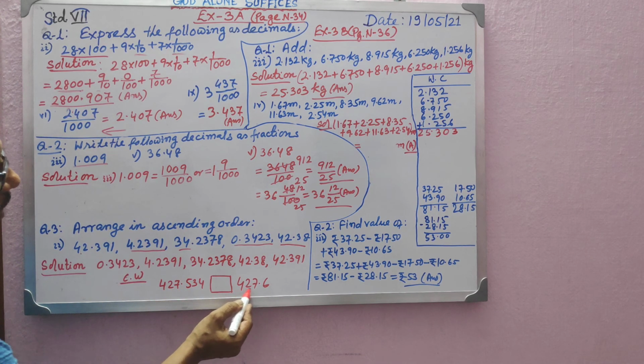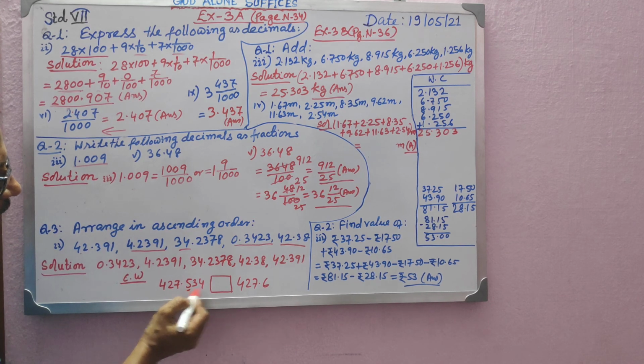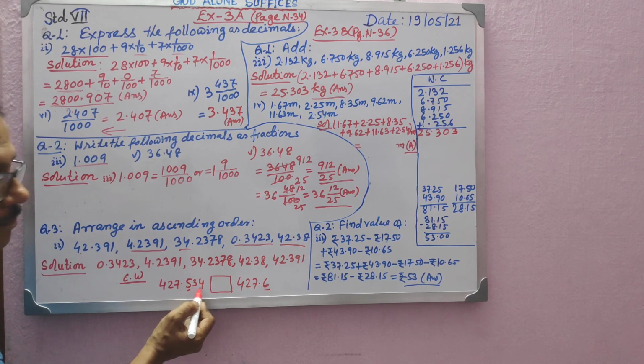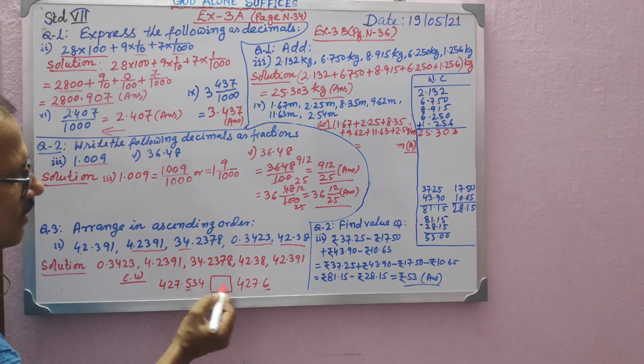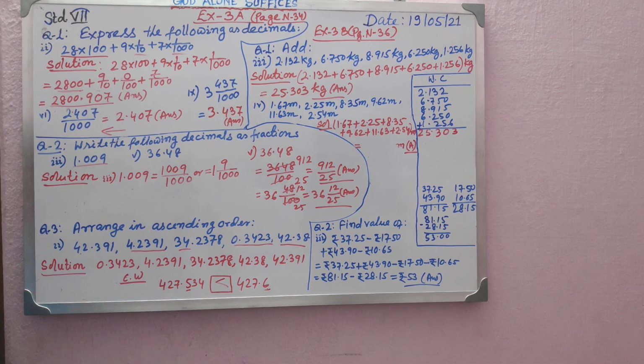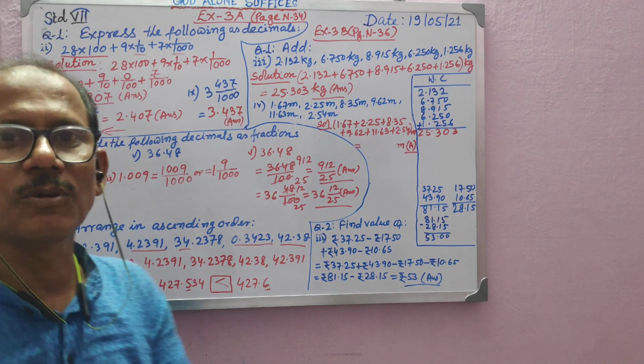427.534, whereas 427.6. Here is 5, here is 6. Don't see the number of digits here. Here is 5, here is 6. Which is greater? So this will be smaller. Could you understand me? This will be greater. I hope you have understood. Now this is all about exercise 1.